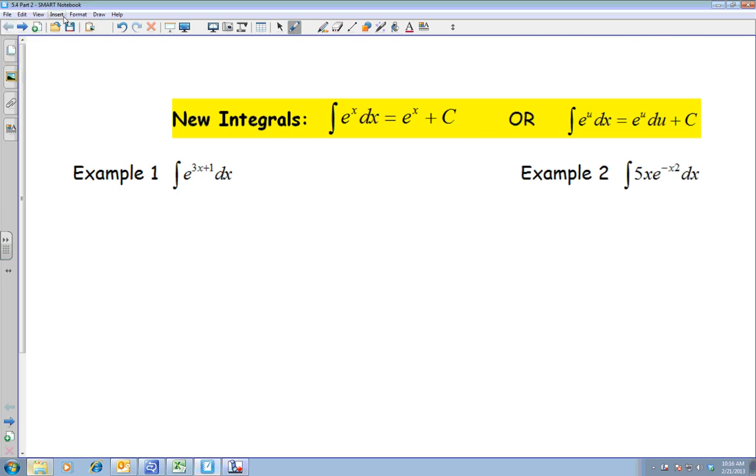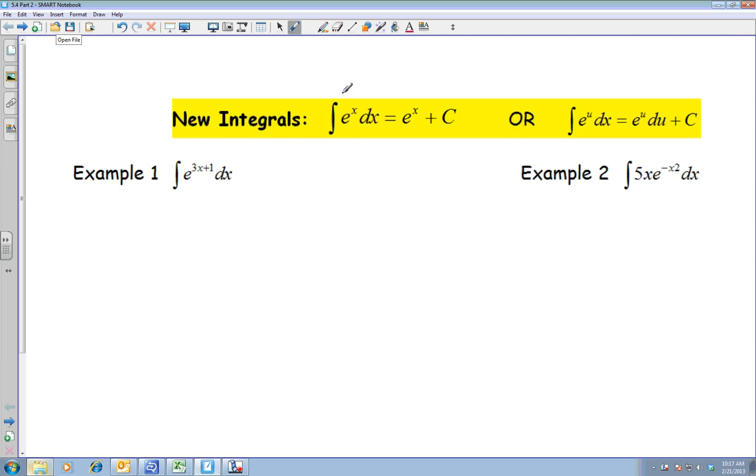Okay, this is section 5.4, part 2. Part 1, if you'll remember, was our new derivatives, where we found the derivatives of e to the x or e to the u, and it was easy. We liked them because the derivative was just e to the x or e to the u times the derivative of u. So now we're going to go backwards and find the antiderivative.